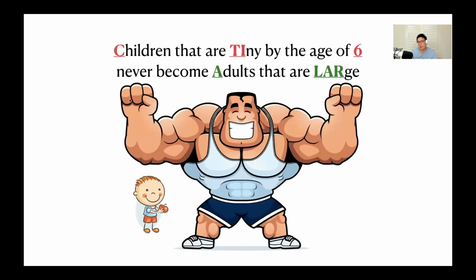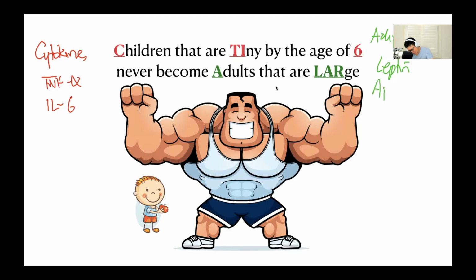So my little mnemonic for this is, and you can choose again, whatever you want: Children that are tiny by the age of 6 never become adults that are large. So C are cytokines, okay? And the tiny stands for TNF alpha, and the 6 stands for interleukin 6, and A stands for adipokines, L stands for leptin, and A stands for adiponectin, and R for resistin.